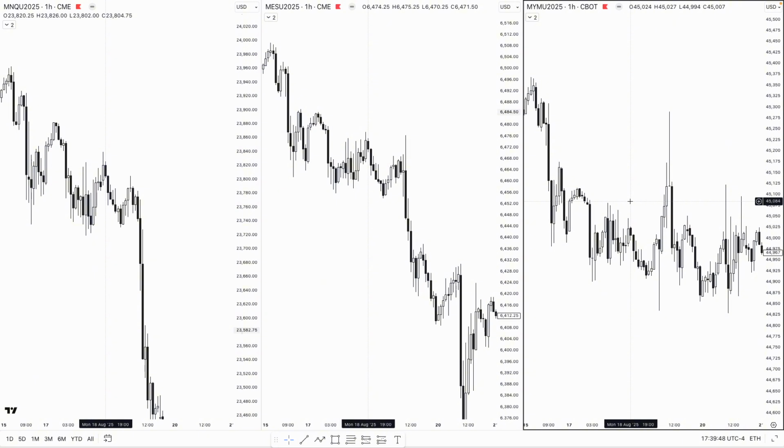So that is trade 1. And we'll go into the second trade, which was today on Friday.